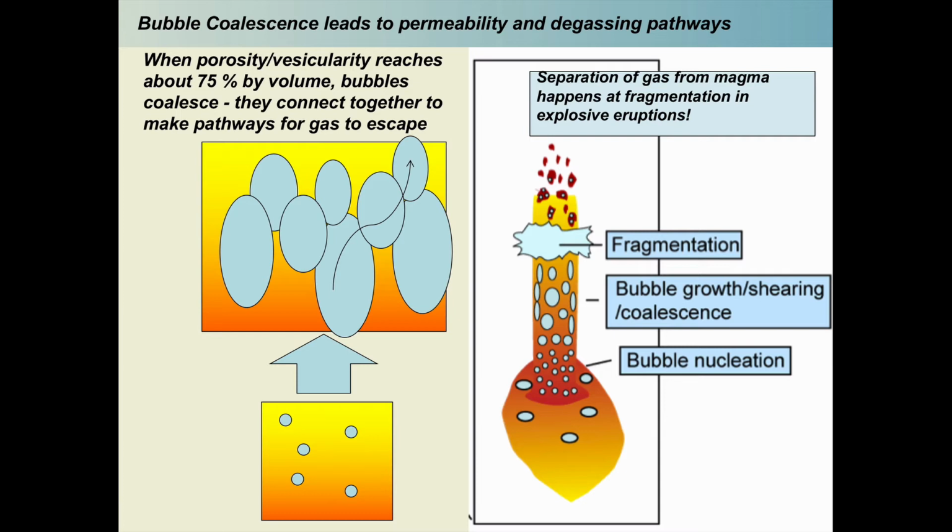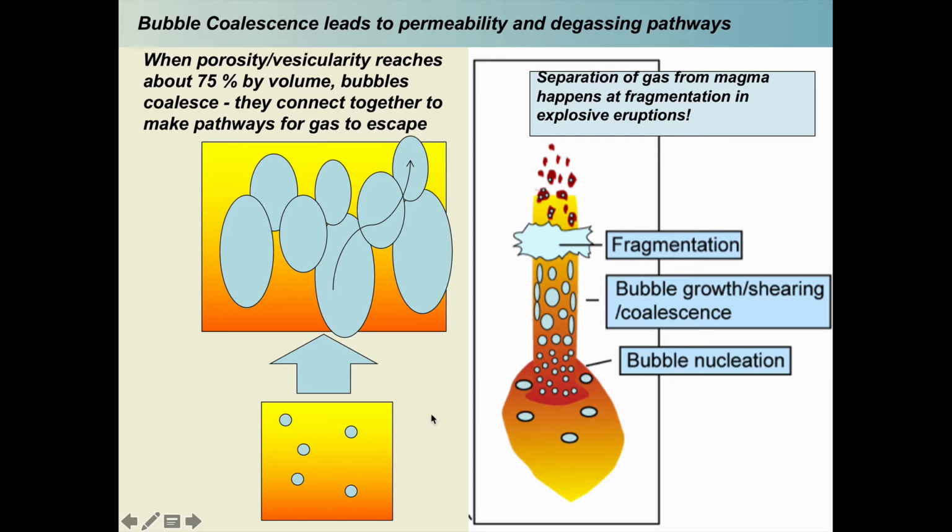So as your magma rises up, I have my cartoon conduit here. You start off deep in the crust, bubbles start to nucleate, they start to grow and expand, the bulk density of your magma drops. When you get to the point of fragmentation, that's when the magma splits itself apart and you have a large volume of gas carrying fragmented magma bits out of the conduit. So this is separation of the gas from the magma at fragmentation during an explosive eruption.